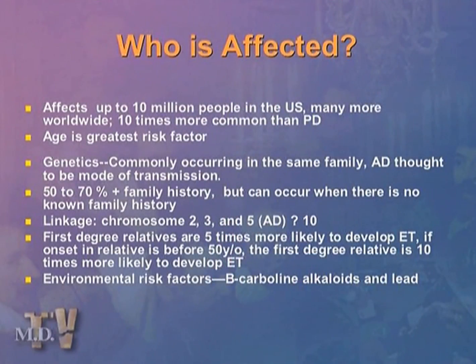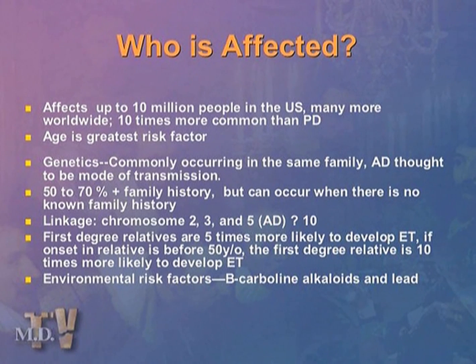So who's affected? Well, it's a very common disease. It's 10 times more common than Parkinson's, and age, again, is the greatest risk factor. Genetics play a very important role. It's probably autosomal dominant. 50 to 70% of the patients that have essential tremor will have a positive family history. But some people will not have a positive family history.